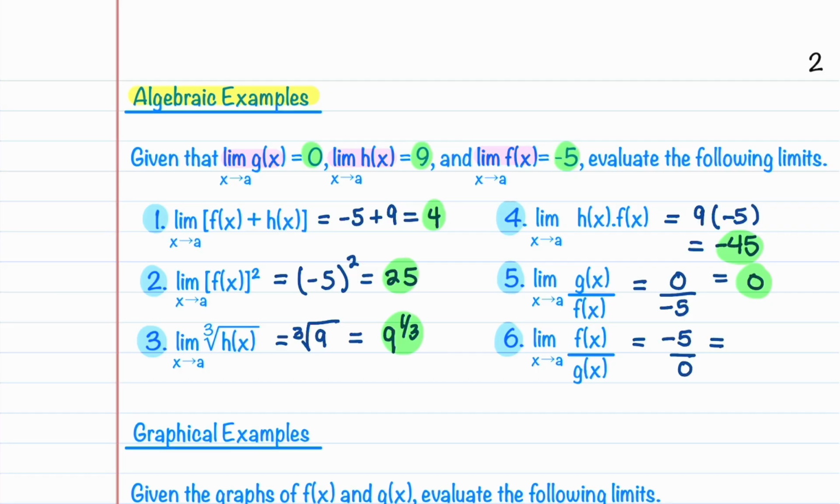When we have division by 0, we have an answer that does not exist. So we're going to write our limit as DNE. That's just the abbreviation that you use for does not exist.